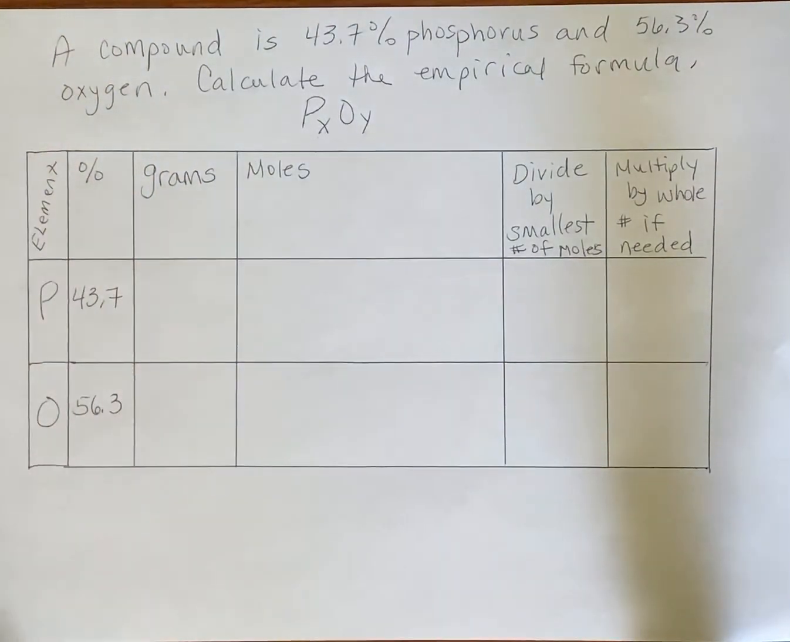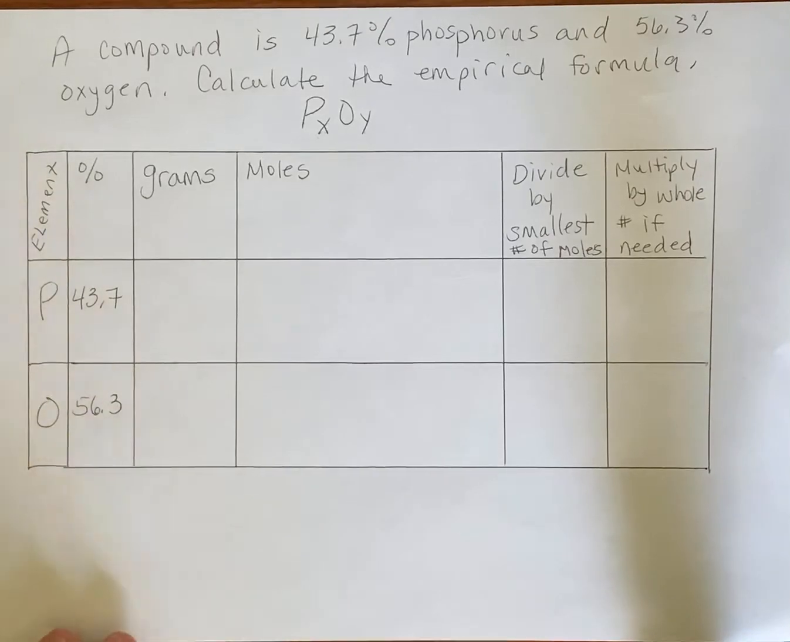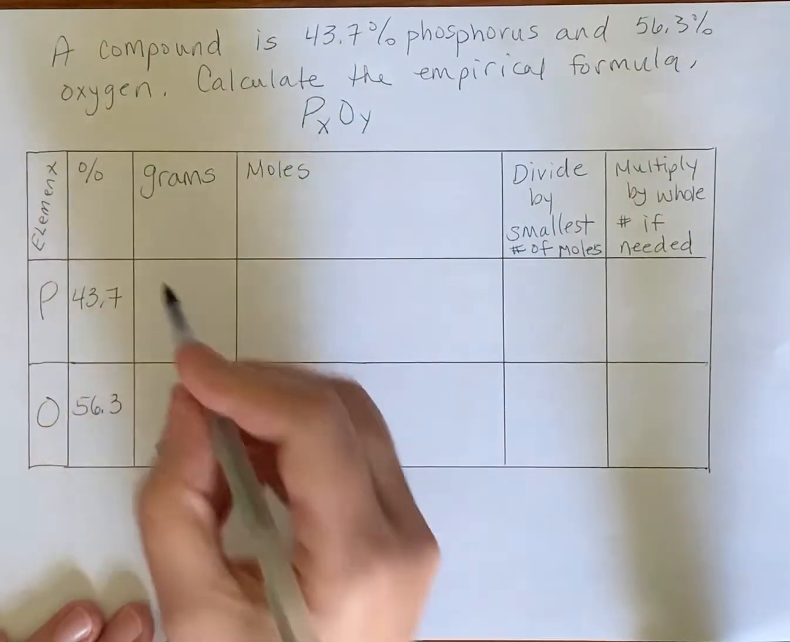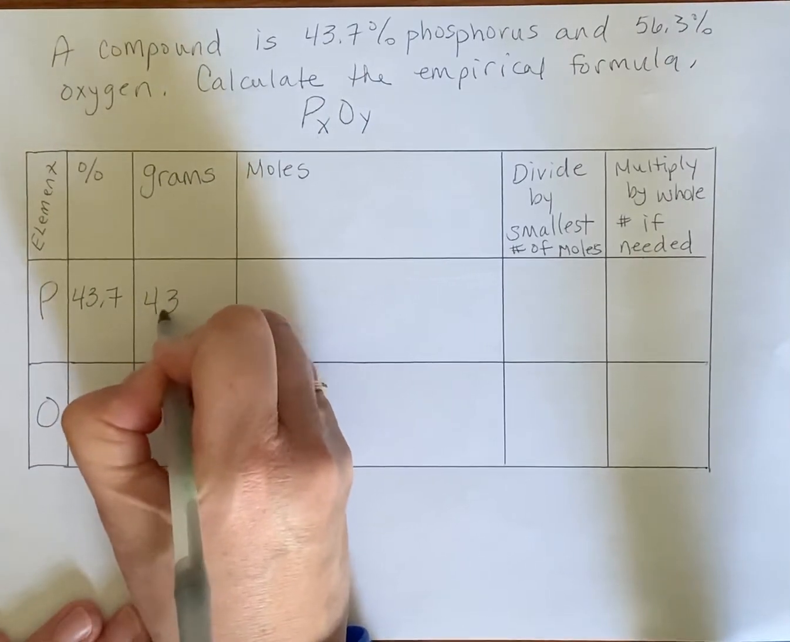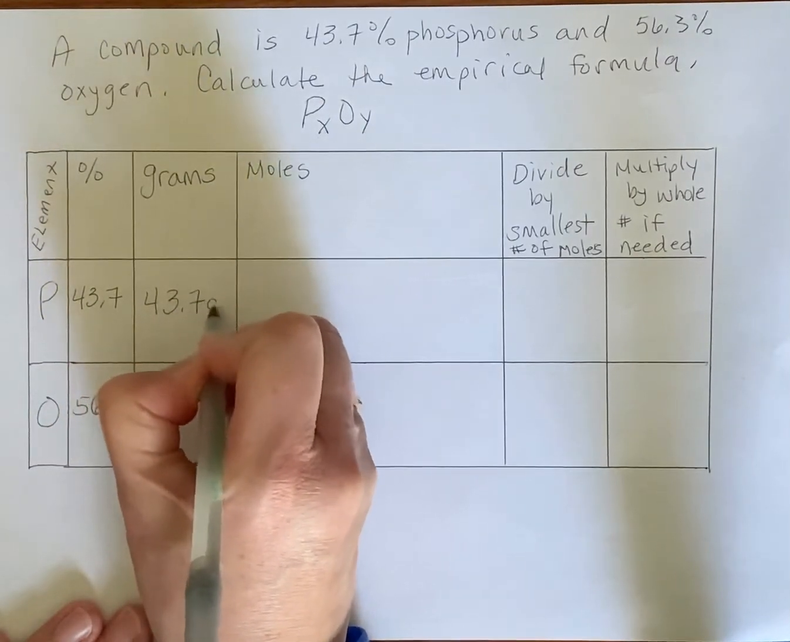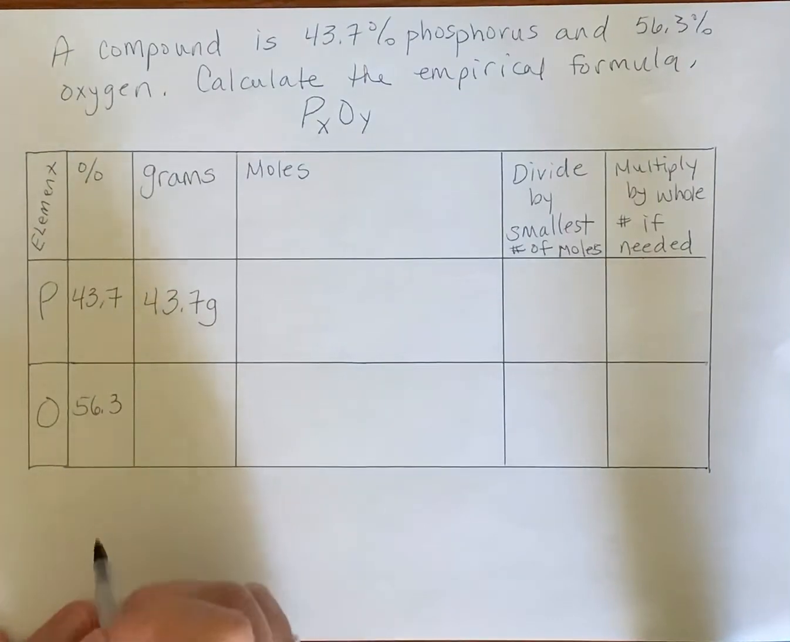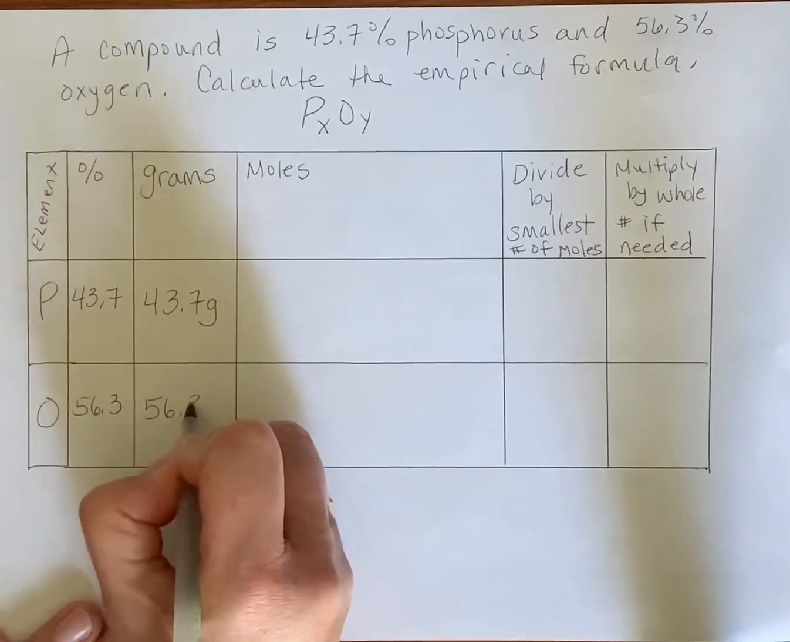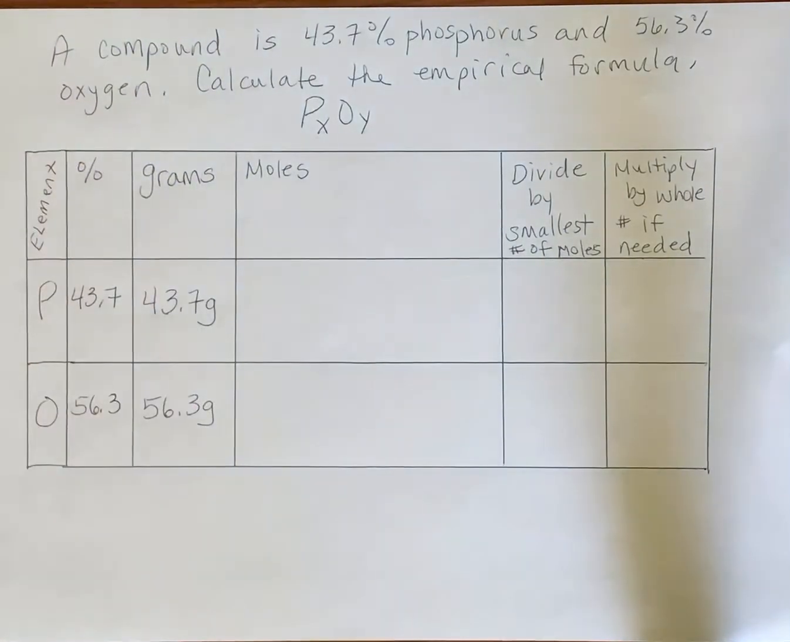If you do have percent, what you are doing is you are assuming that you have 100 grams of this sample. If I have 100 grams and 43.7% of it is phosphorus, that means that I have 43.7 grams. And if 56.3% of 100 grams is oxygen, then I have 56.3 grams of oxygen.